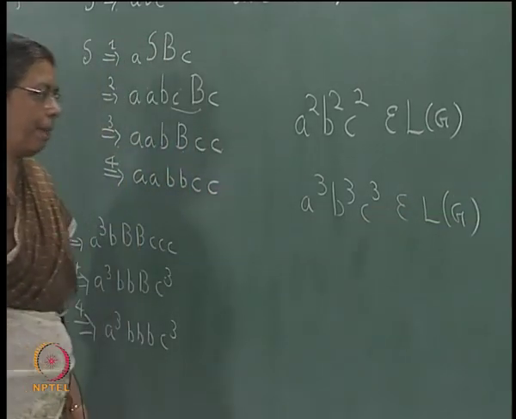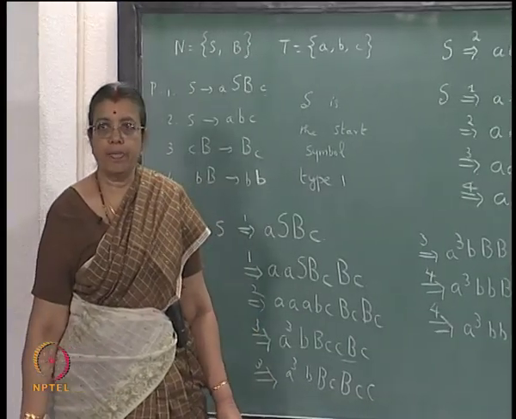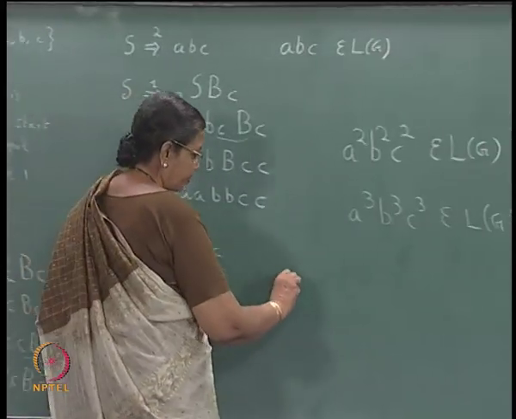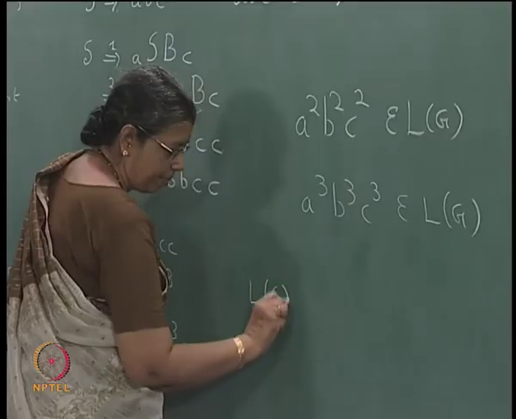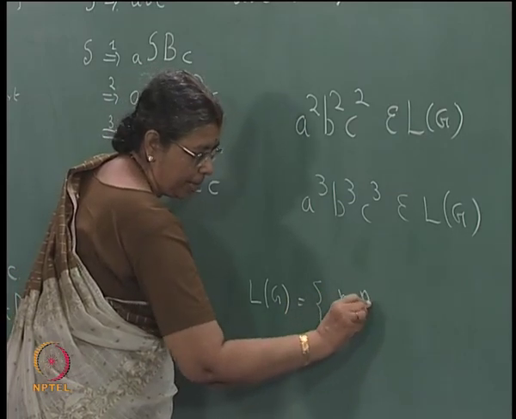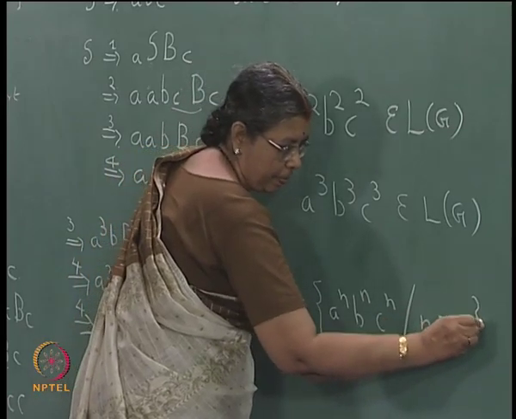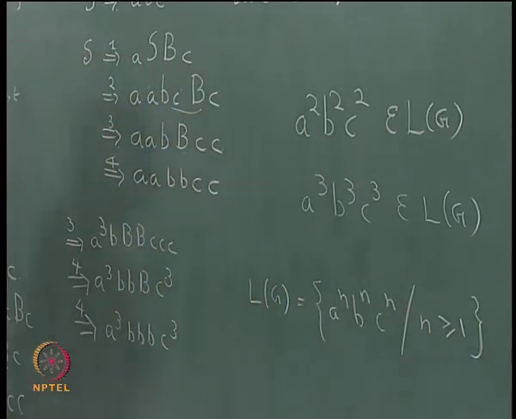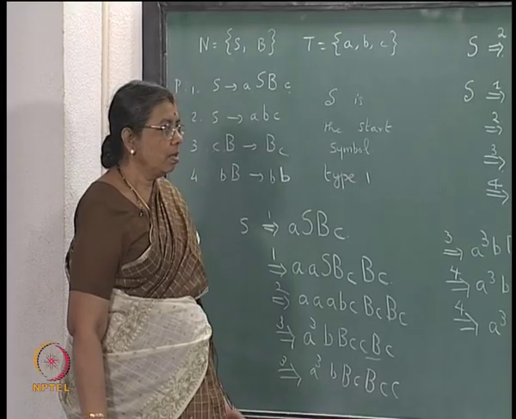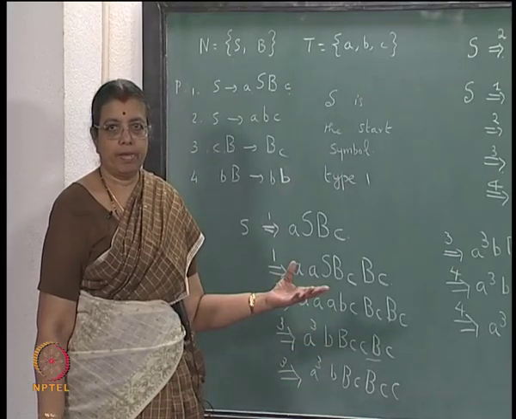Now, you can see the pattern. What will be the language generated by the grammar? L of G will be a to the power n, b to the power n, c to the power n, n greater than or equal to 1. So, this is a type 1 language or a context sensitive language.